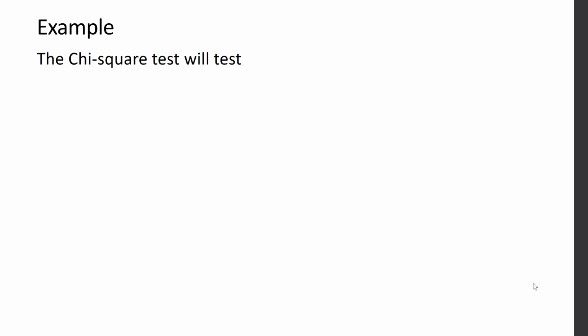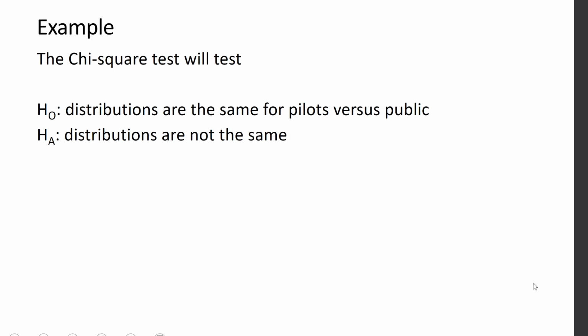Our example has two samples, that is the pilots versus the members of the general public, and one variable, yes or no to the question. So our chi-squared test is going to test the null hypothesis that the distributions are the same for pilots versus public versus the alternative that the distributions are not the same.